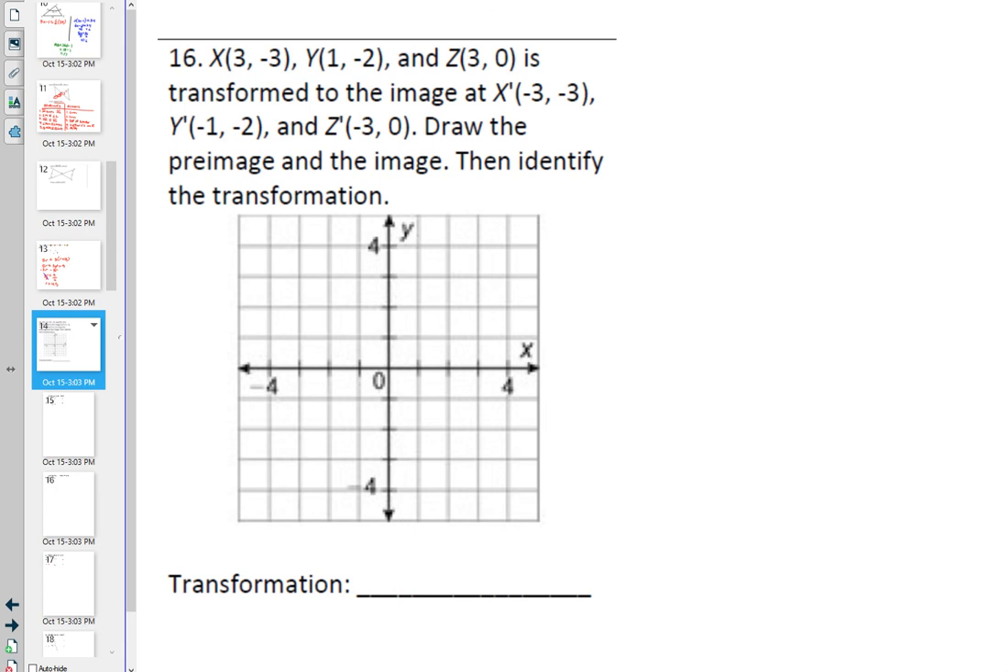Okay, transformations. XYZ is transformed. So draw the pre-image, the image, and then identify the transformation. Okay, this is number 16. So X is at 3, negative 3. Y is at 1, negative 2. And then Z is at 3, 0. Now X prime is at negative 3, negative 3. Y prime is at negative 1, negative 2. And then Z prime is at negative 3, 0.